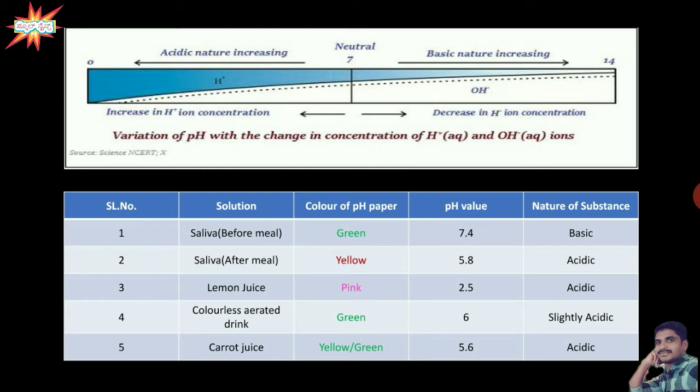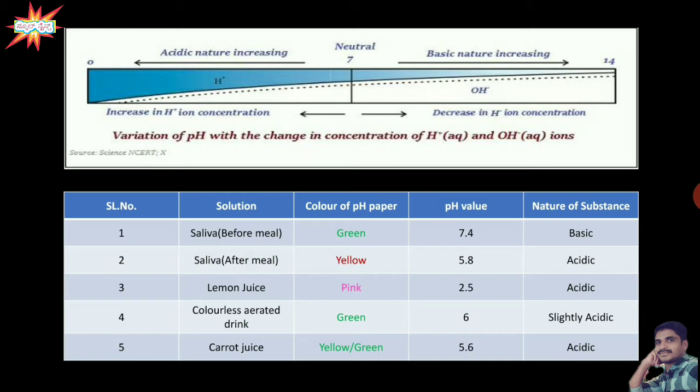Number 1, saliva, which is present in the mouth before a meal, its color is green. If the color is green, the pH value is approximately 7.4. The nature of the substance is basic, since it is not exactly 7; it is more than 7, meaning 7.4. That's why we write this as basic. Number 2, saliva after a meal in the mouth. The color of the pH paper will be yellow, meaning after the meal the acidity changes, and the pH value changes from 7.4 to 5.8.